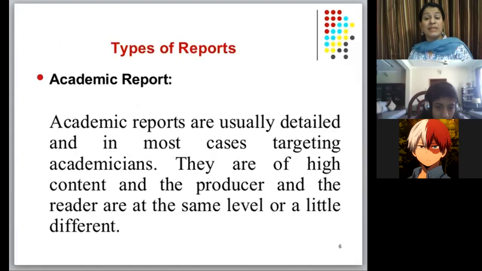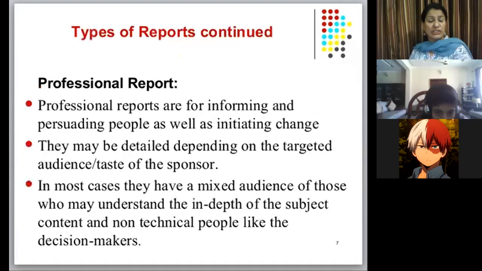Now, coming to the types of reports, the first one is the academic report. Academic reports are usually detailed and, in most cases, targeting the academicians. They are of high content, and the producer and reader are at the same level or at a little different. Professional reports. Professional reports are for informing and persuading people as well as initiating change.